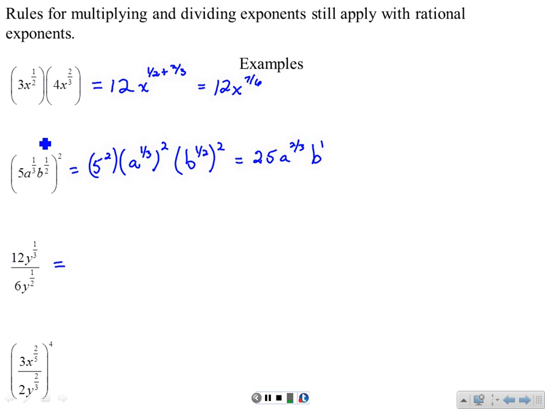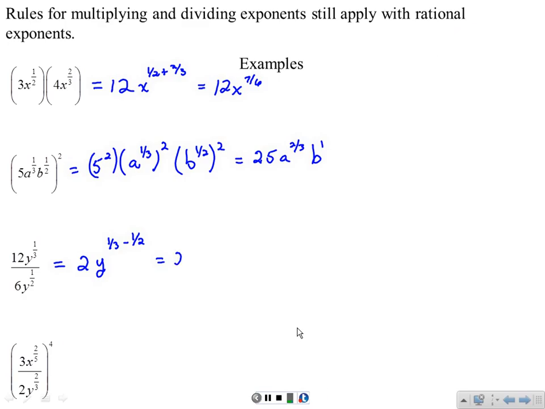So what if you're dividing powers? Well, dividing powers, you subtract those exponents. So we'll divide 12 over 6 like we normally would and get 2. And then you're going to have y to the 1/3 minus 1/2. It's always top minus bottom, remember. And again, we did this in chapter 3. So you can put that in your calculator if you want to.